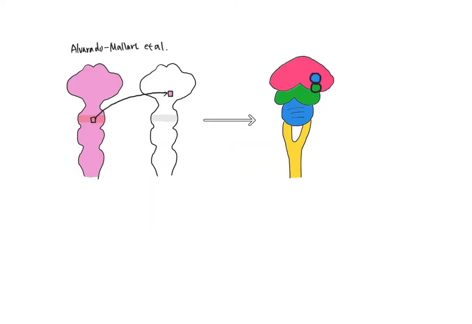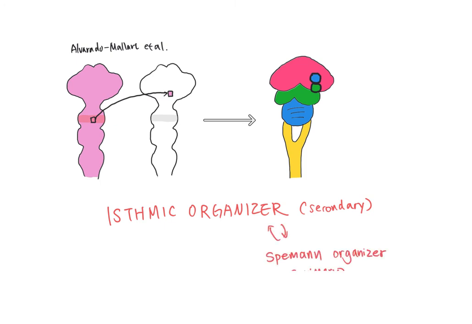This experiment reveals the presence of a new signaling center, the isthmic organizer, which is reminiscent of the organizer transplant of Spemann, in that a small region of specialized tissue is able to repattern the surrounding regions when transplanted.